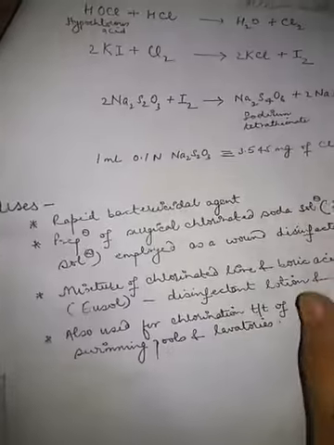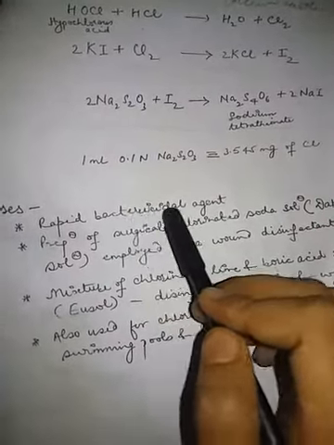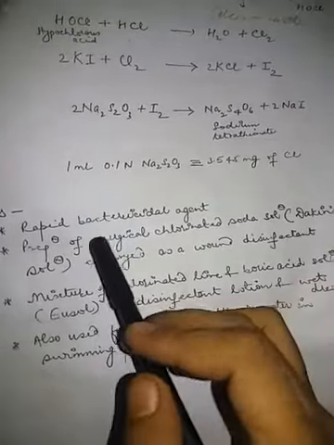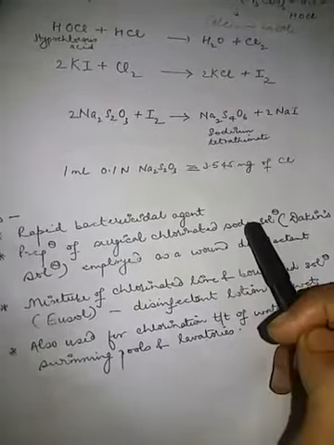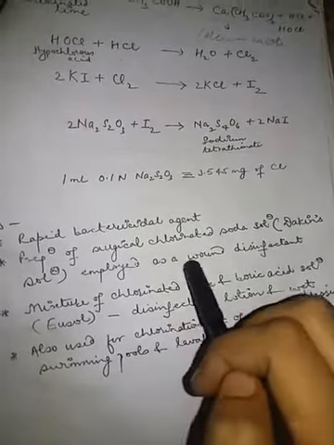So the uses are: it is a rapid bactericidal agent. Bactericidal means it kills the bacteria. Cidal means killing. Preparation of surgical chlorinated soda solution, which is known as Dakin solution, employed as a wound disinfectant.